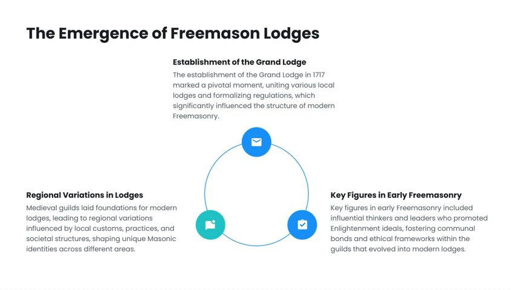These individuals helped foster strong communal bonds within the guilds, promoting ethical frameworks that guided their practices. Their efforts laid the groundwork for the modern lodges, emphasizing not just secrecy or tradition, but also personal growth and societal contribution. So, in summary, the establishment of the Grand Lodge in 1717 was a unifying milestone. Medieval guilds provided the foundation, and key figures helped steer Freemasonry toward the principles that continue to underpin it today. All these elements together tell the story of how Freemasonry evolved into a structured and influential organization.